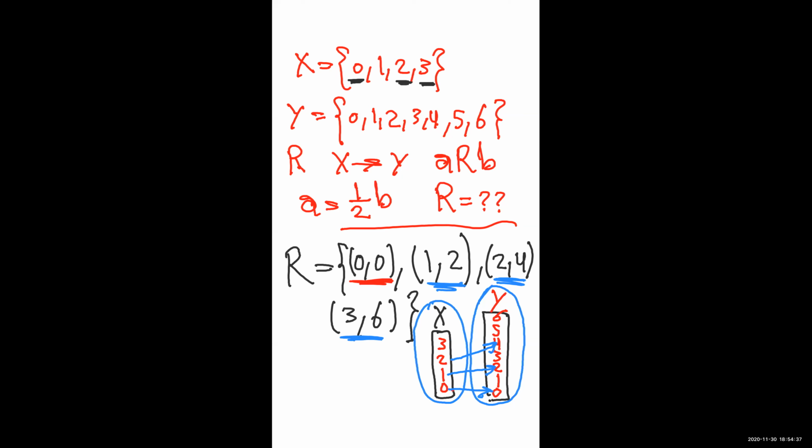So the conditions for the function: all elements on X have to participate only one time, or share in the relation only one time, on Y. Okay, now it's clear? Clear. Yeah. Okay.